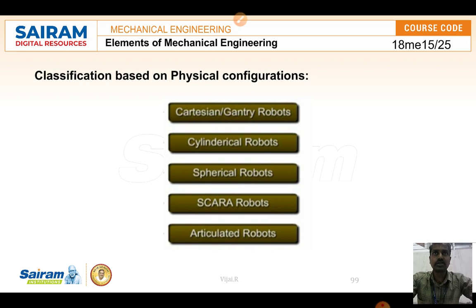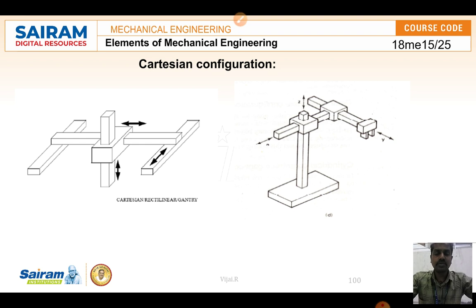Robots based on physical configuration are classified into different types according to their working nature. The first one is the Cartesian configuration. We know the Cartesian coordinate system, with X, Y directions. If the robot acts in all three directions, X, Y and Z, then we call it a Cartesian configuration robot.